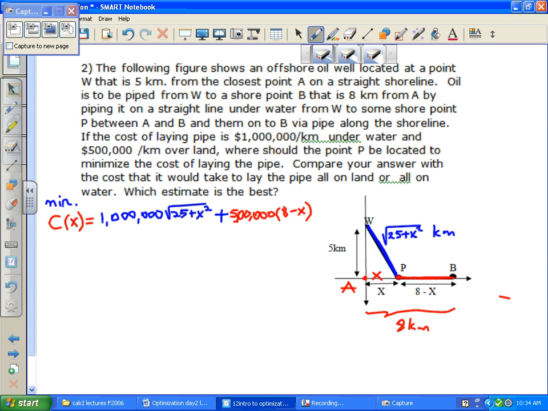But what I'm going to do here to simplify it a little bit is factor out 500,000. That's going to make things a lot easier. Let's call it 500K for short. What is left inside? 2 times the square root of 25 plus x squared, and then plus, if you pull out 500,000 from the red terms, what do you get? Just 8 minus x. Okay, what should I be doing next?